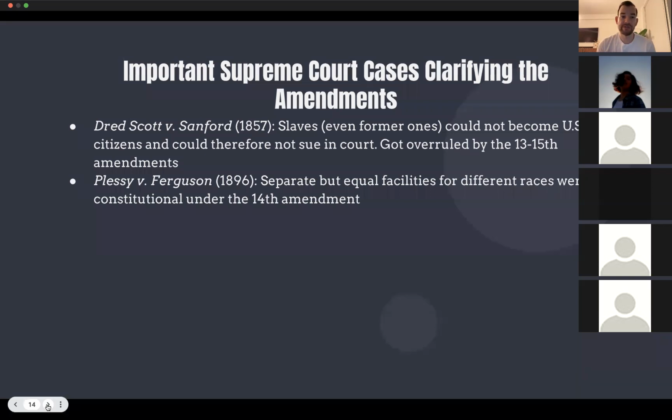This case reinforced the idea that it was okay to have separate facilities if they were equal. So it was okay to have a white's car and a black's car on a train. It was okay to have a white's bathroom and a black's bathroom in a restaurant, et cetera. And now this went on for almost 60 years, right? This was one of, if not the worst decision in American history.